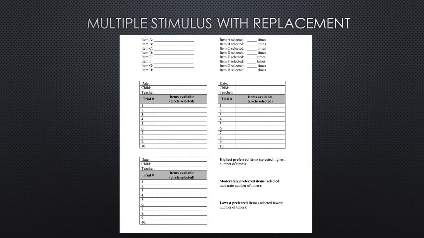Here's an example of a data sheet you could use for the multiple stimulus with replacement preference assessment. We'll get to practice this in a couple of minutes. Next, we'll watch a short clip about a preference assessment. On your data sheet, go ahead and write the following: sand, drums, spinner, bubbles, and ball. These will be important when you're taking your data.